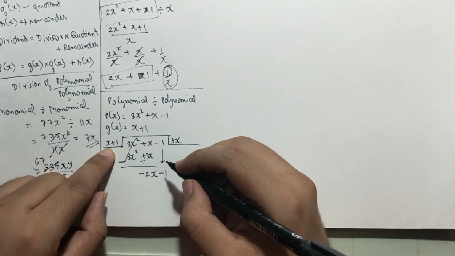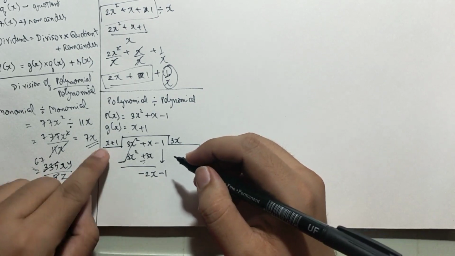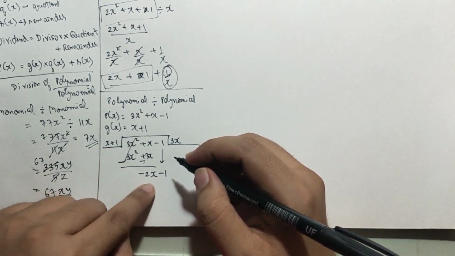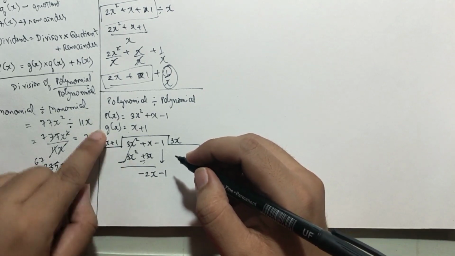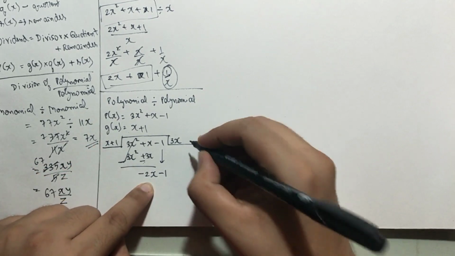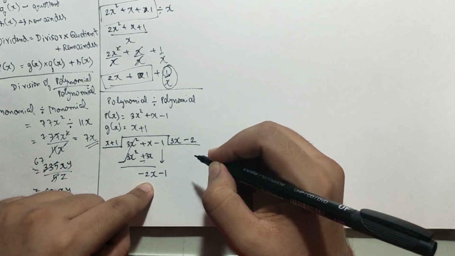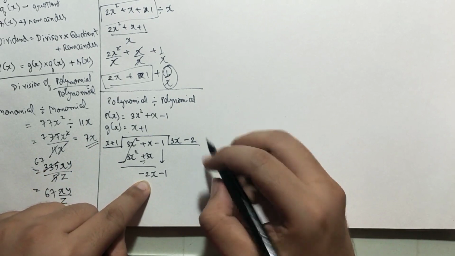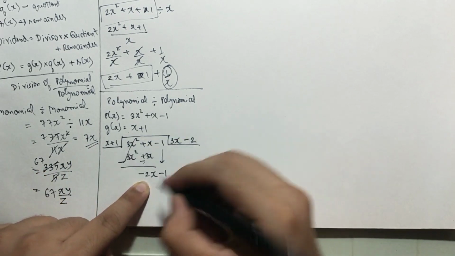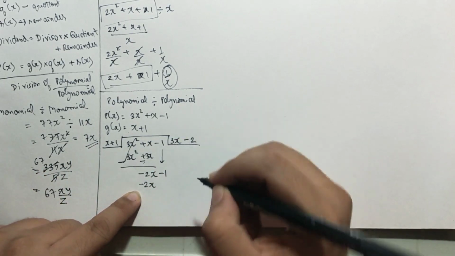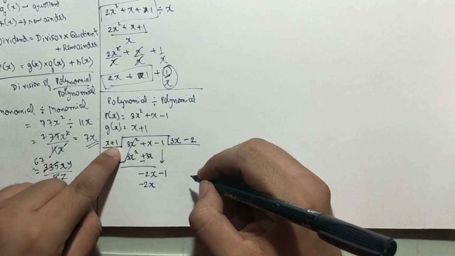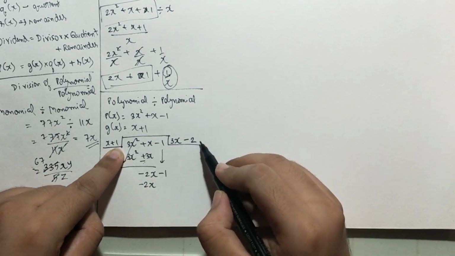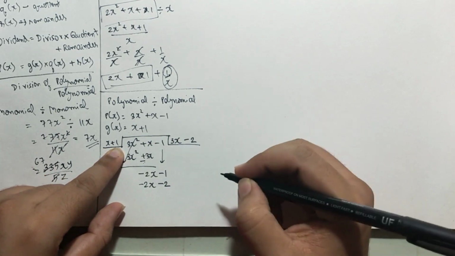Now we have this x. What should be multiplied with x to get minus 2x? X should be multiplied by which number to get minus 2x? So the answer is minus 2. So x multiplied by minus 2 will give minus 2x. Similarly, this 1 should also be multiplied by this minus 2. If I multiply 1 by minus 2, the answer will be minus 2.